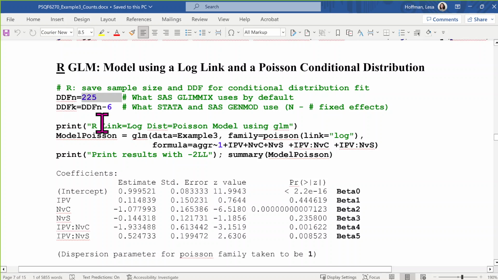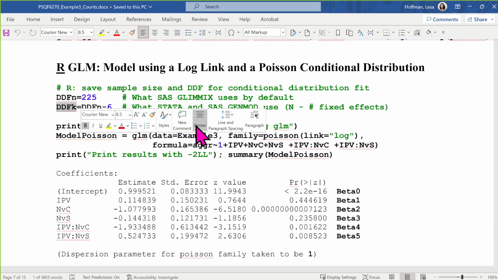What Stata does and what SAS does sometimes is subtract off the number of fixed effects, and so it would be a smaller number in this case. So I made both of these so that you could use either one that you wanted. I'm going to use the Stata one so that the output matches across the 2 runs. So I'm creating this variable based on my current sample size. I'm going to use it throughout the rest of the models that are going to be shown here.